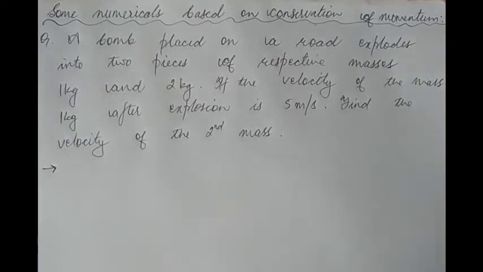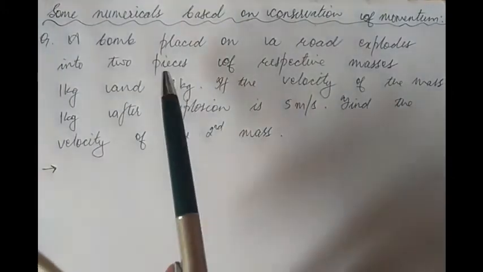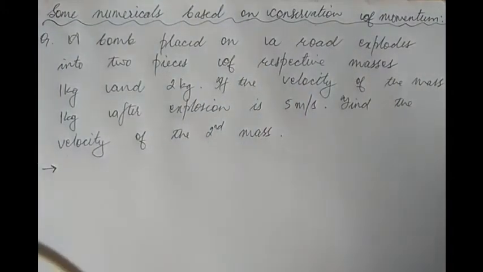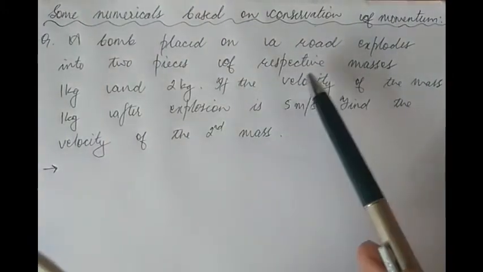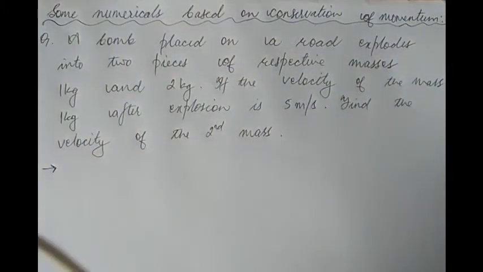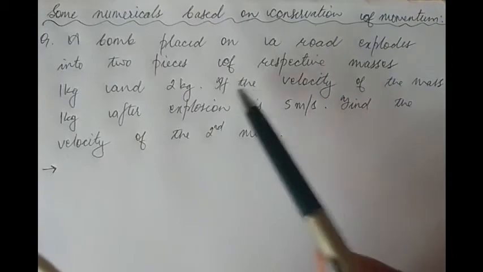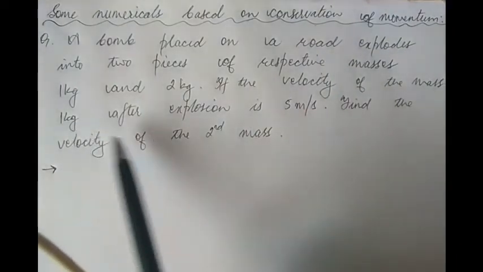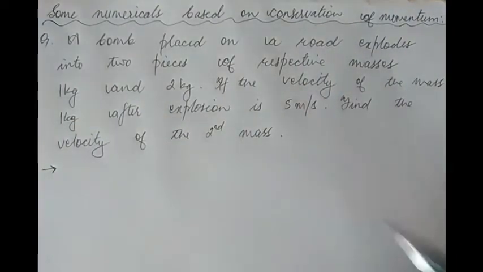In this video, class 11, we'll look at a couple of applications of conservation of linear momentum. So the first question goes like this. A bomb is placed on a road, and of course the bomb explodes, but in our scenario into two pieces of respective masses 1 kg and 2 kilograms. Now if the velocity of the mass 1 kilogram after explosion is 5 meters per second, the question is saying find the velocity of the second mass.